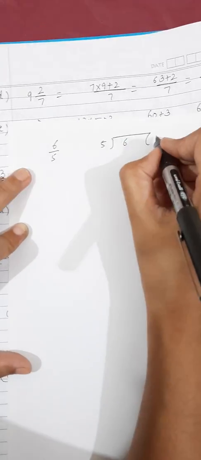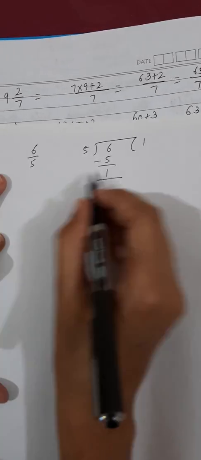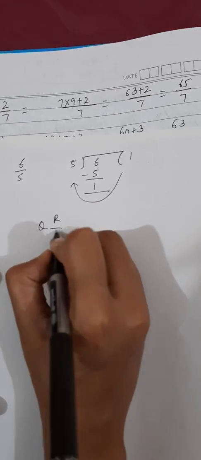6 by 5. 5 ones are 5, remainder is 1. Now how are we writing mixed fractions? Like this: q r upon d, right?